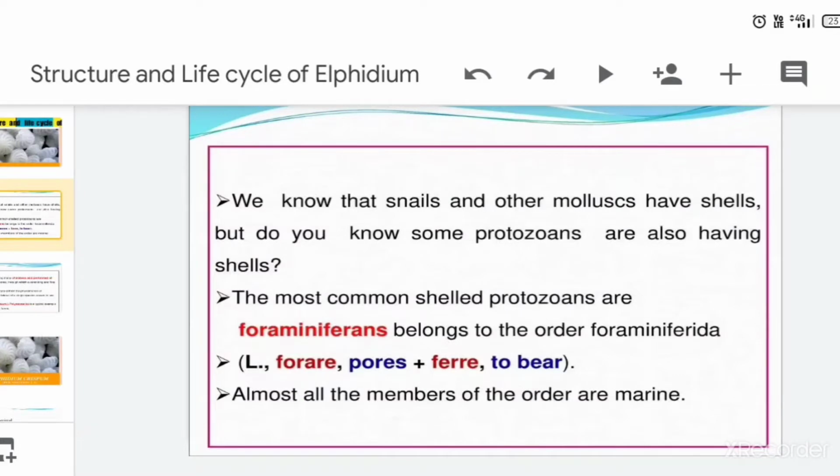Before moving on to the type study of Elphidium, as we know, snails and other mollusks have shells. But do you know some protozoans also have shells? The most common shelled protozoans are Foraminiferans, which belong to the order Foraminiferae. Ferrare means pores and fere means to bear. So the pore-bearing organisms are called Foraminiferans. Almost all the members of the order are marine.